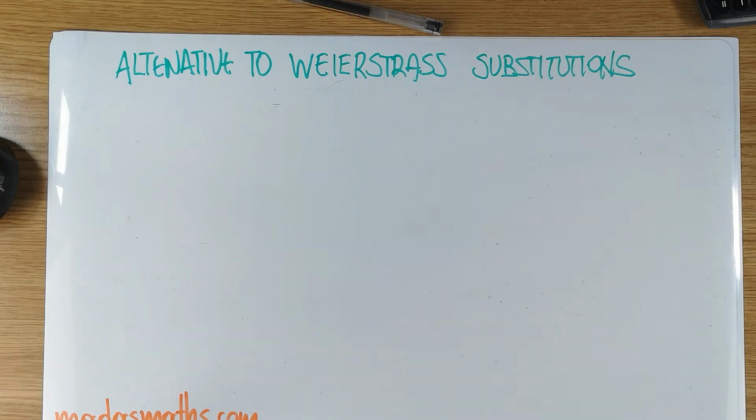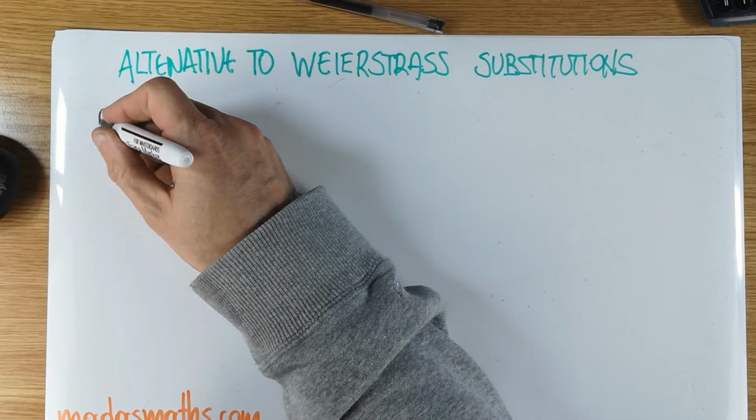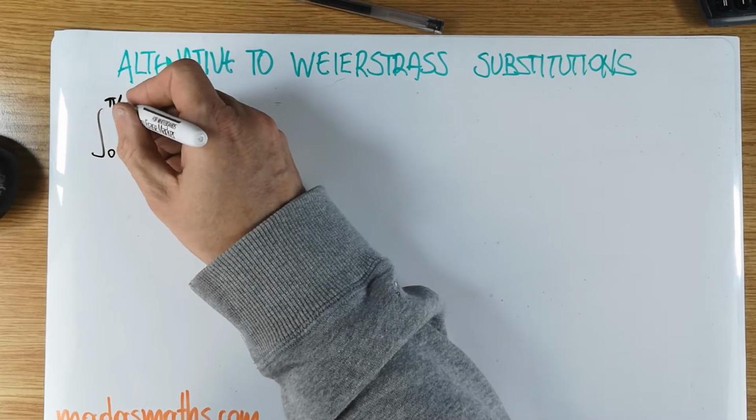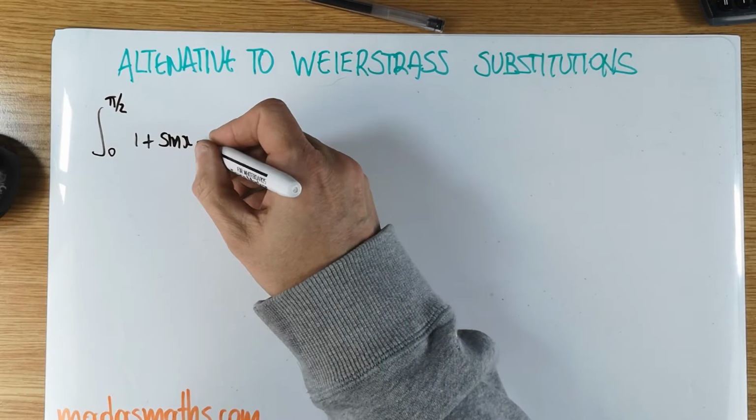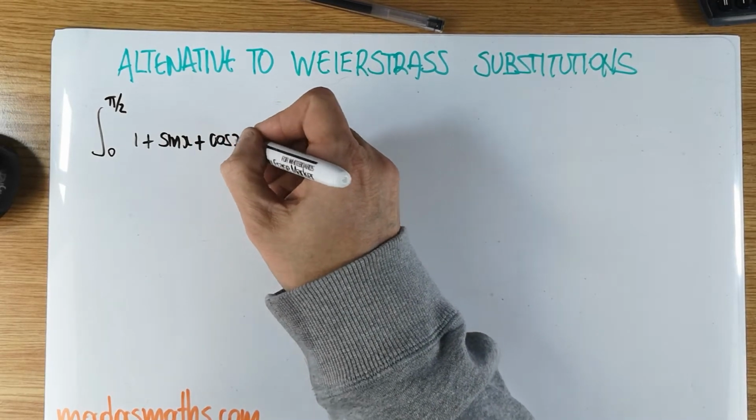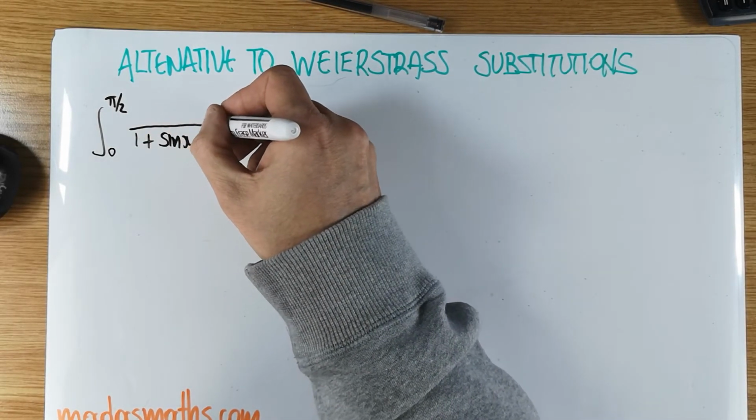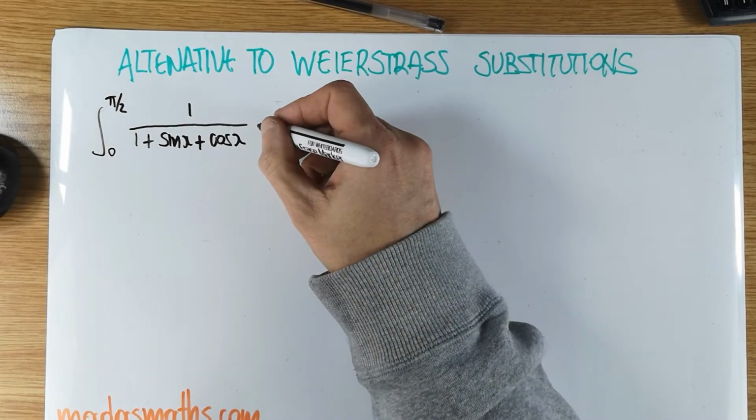All right, this is now the integral from 0 to pi over 2, 1 plus sine x plus the cos of x with a 1 on the top, dx.